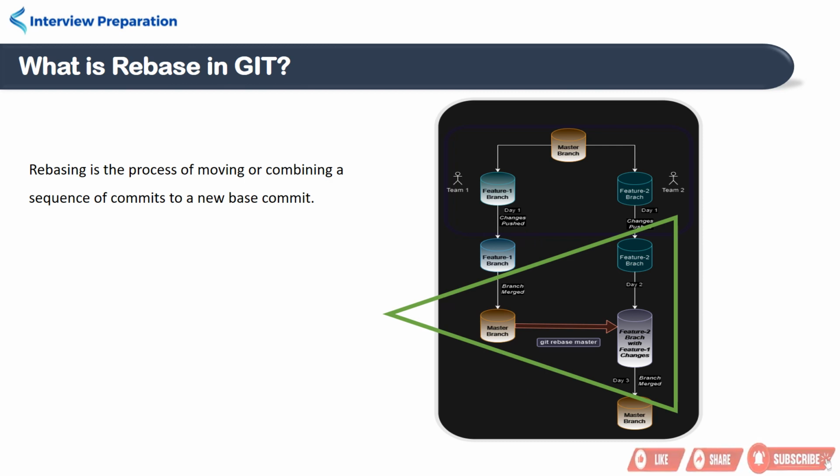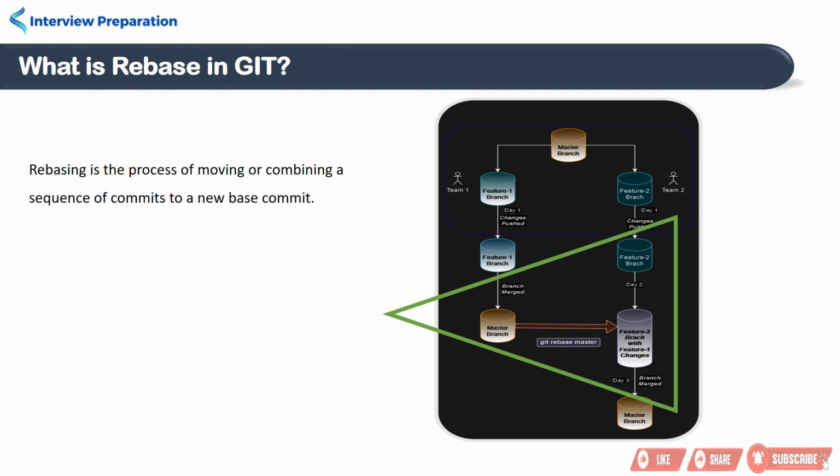Now, on day 2, team 2 wants to integrate the latest changes from the master branch into their feature 2 branch. This is where Git Rebase comes to support team 2. It helps team 2 to incorporate their changes from master into feature 2 without creating messy merge commits.